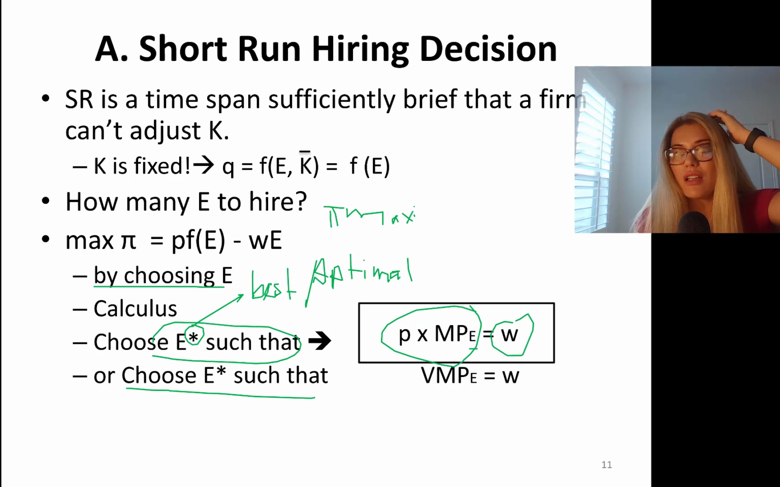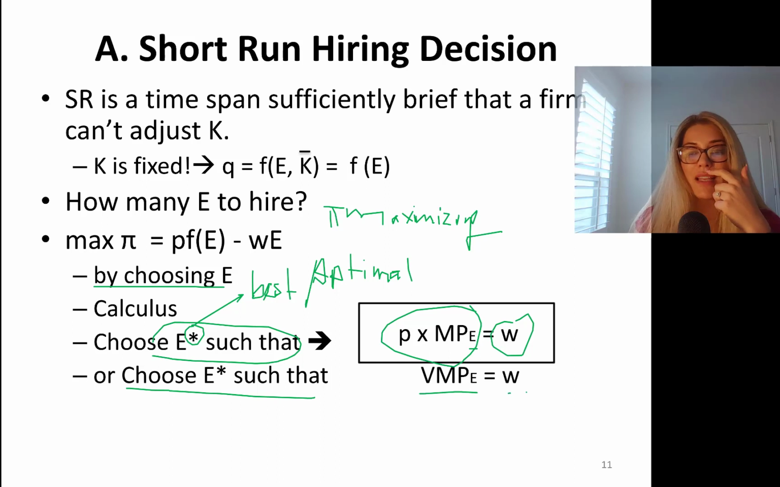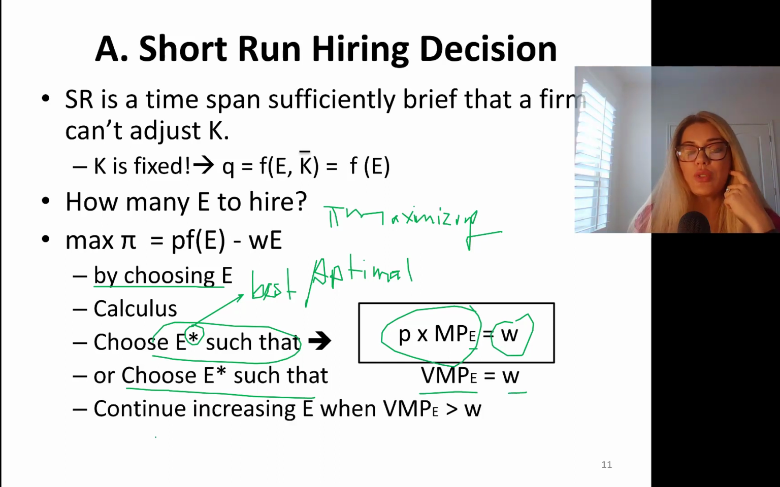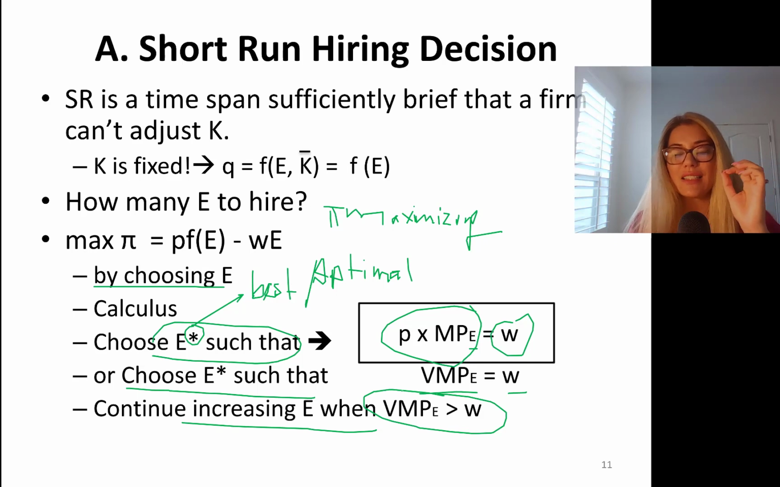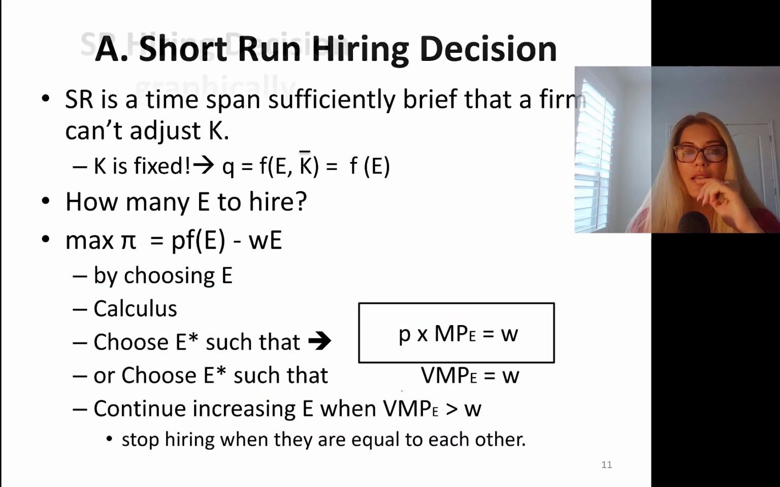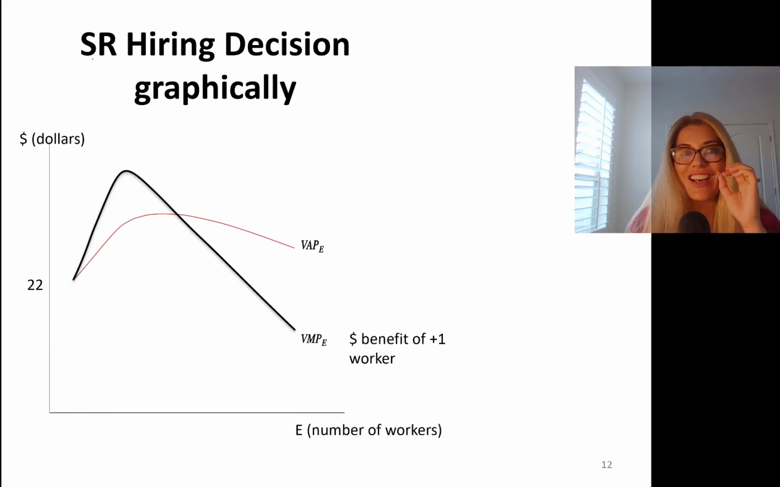So how many should I hire to make the most profits? Okay, so it is value marginal product, what they bring in terms of dollar value, exactly how much I'm paying them. So you need to continue hiring when value marginal product exceeds wage rate. Stop when value marginal product is exactly equal to the wage rate. Okay, so here is hiring decision graphically, not the profit map, but hiring decision.